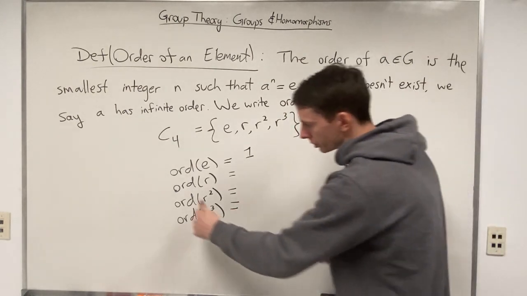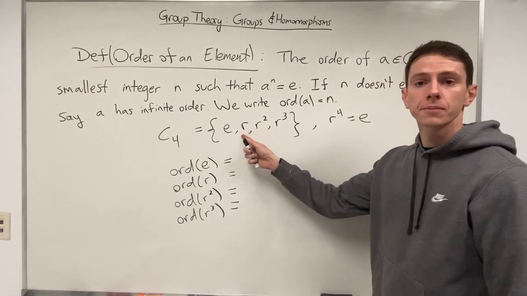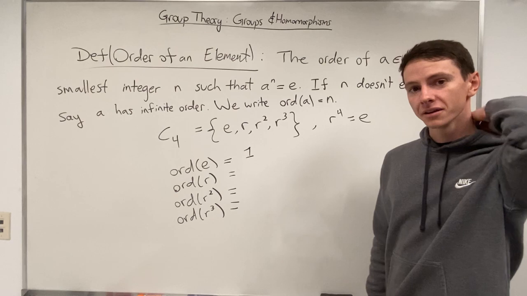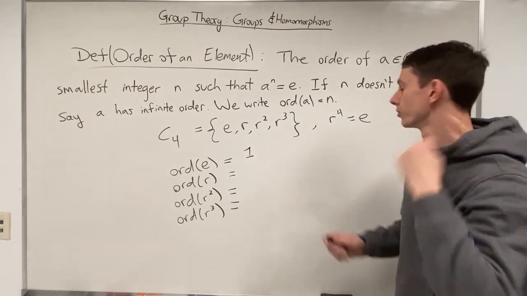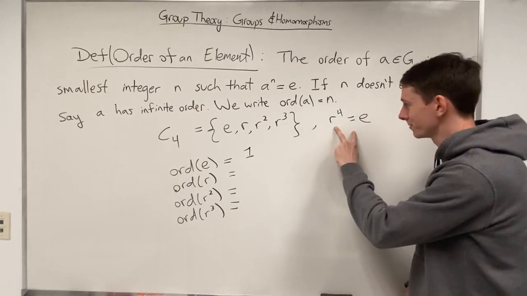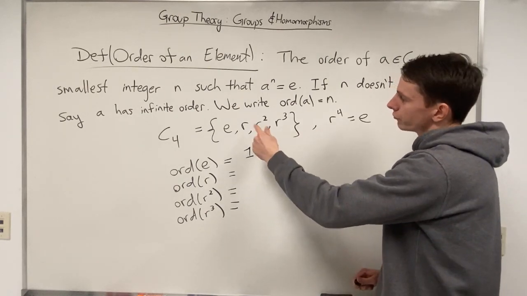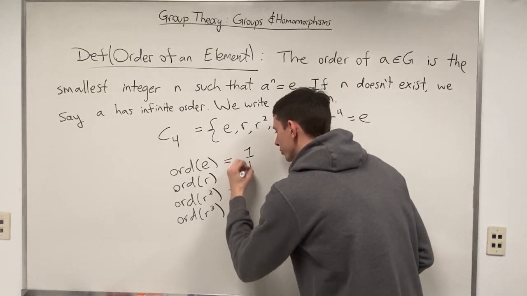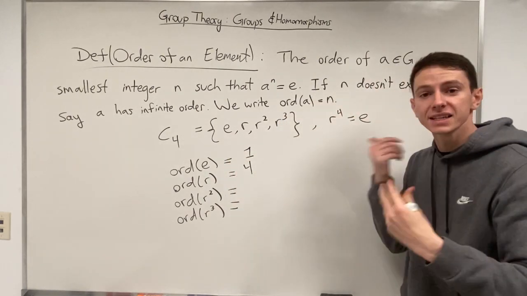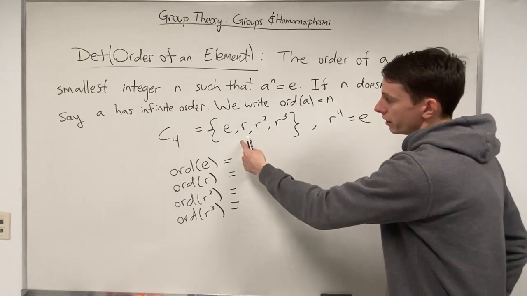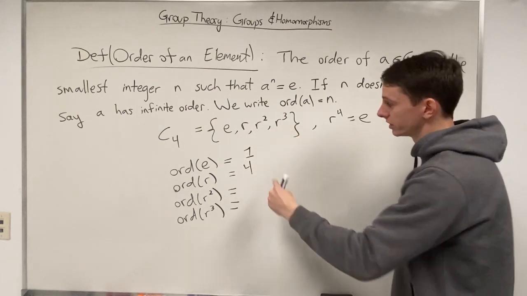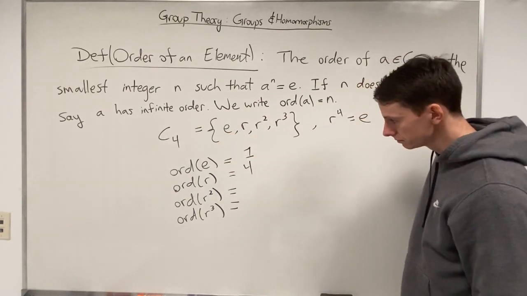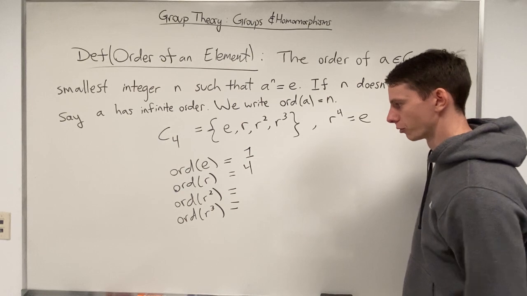Now let's keep going though. On to the order of R. What is the smallest power we could raise R to so that we get back to the identity? Hopefully this one isn't too difficult, in the sense that we kind of have the answer right here. If we take R to the 4th power, we're going to get back to the identity. That's kind of how it's defined. If we raise R to any power less than 4, maybe the 1, the 2, or the 3, that gets us to these elements right here, but it does not get us back to the identity. Okay, so the order of R is going to be 4.